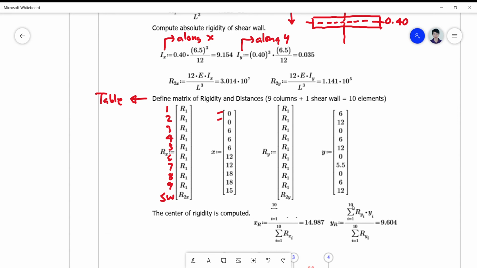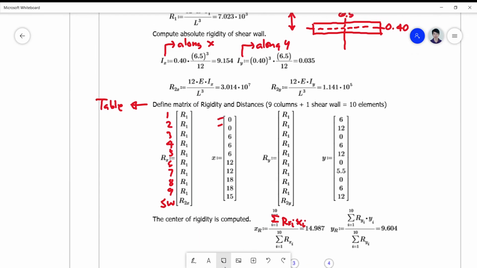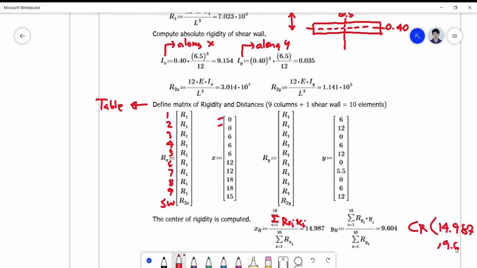So the center of rigidity is computed on the basis of the formula XR is the summation from i equals 1 to 10 of r yi times xi. Okay, so you simply divide this summation by your summation of r yi's, and you get 14.987. And YR is equal to the summation from i equals 1 to 10 of r xi times yi over the summation of r xi's. You get 9.604, and this now defines your center of rigidity CR, which is equivalent to 14.987 and 9.604.